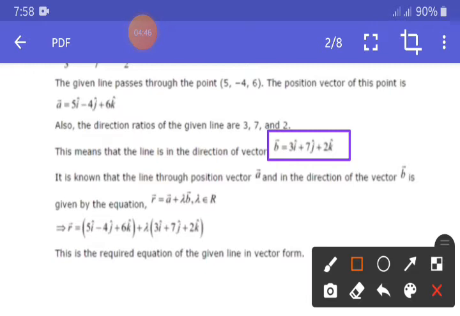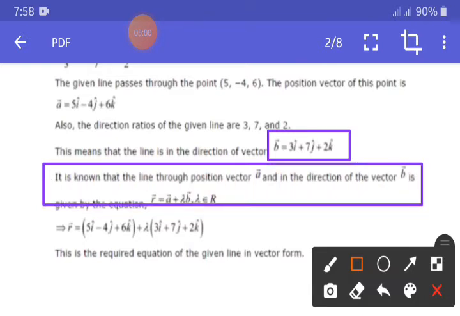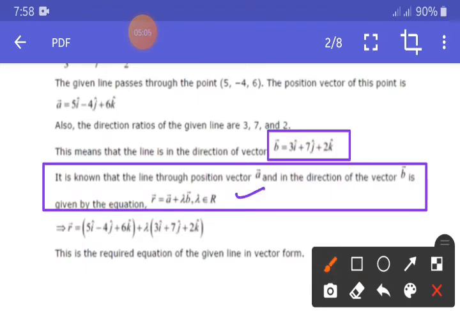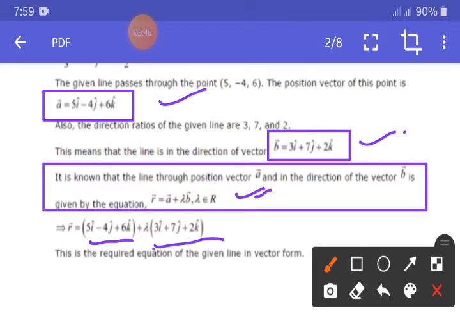It is known that the line through the position vector a and in the direction of the vector b is given by the equation r = a + lambda b, where lambda belongs to R. Here a = 5i - 4j + 6k. Putting a and b in this equation, we have r = 5i - 4j + 6k + lambda(3i + 7j + 2k). This is the required equation of the given line in vector form.